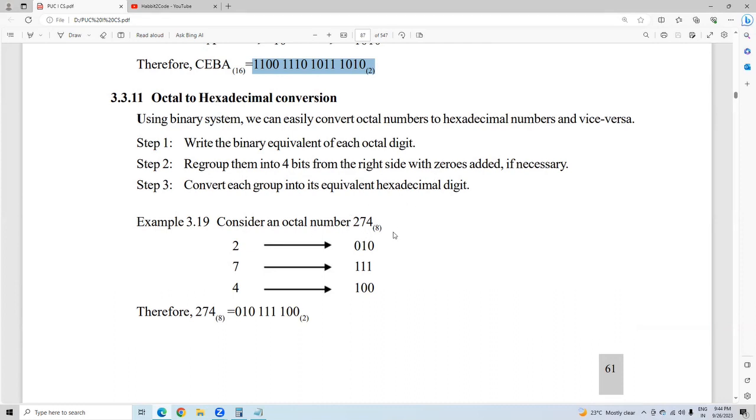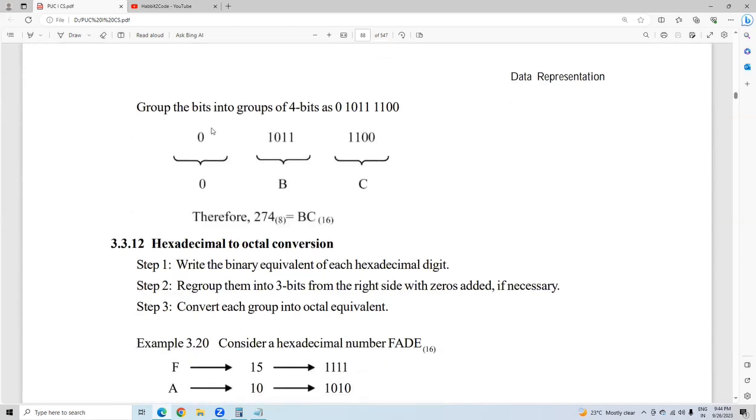So 274 is an octal number, base 8, they have mentioned it. 2 means 010, 7 means 111, 4 means 100. Whenever it is octal, only 3 digits will be there. When it is hexadecimal, remember you need to take 4 digits, right? So 274 of octal base 8 is equal to these binary digits. Similarly, group the bits into groups of 4 bits. See, from the right side I'll take 1100, one group 1011, and 0 is left in the beginning.